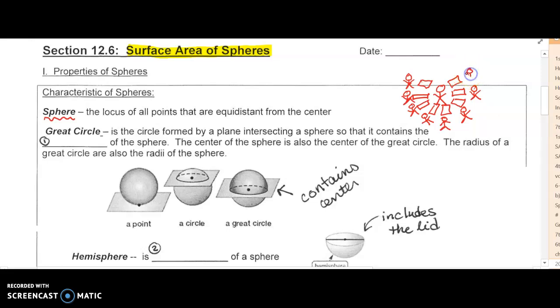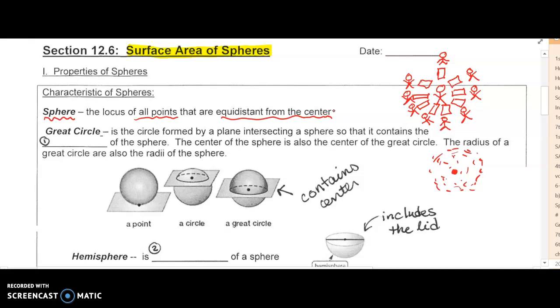If I said make yourself in any direction equidistant 3 feet from Miss Benton, somebody could have stood on the stool and somebody could have gotten down low, and you guys could have been anywhere in three-dimensional space that's still 3 feet away from Miss Benton. So here's my center, and I have all these points, and it's really hard to draw three-dimensional space, but all those points that are all 3 feet away from the center in every direction, that's what a sphere is, guys. It's all the points that are equidistant from a center.